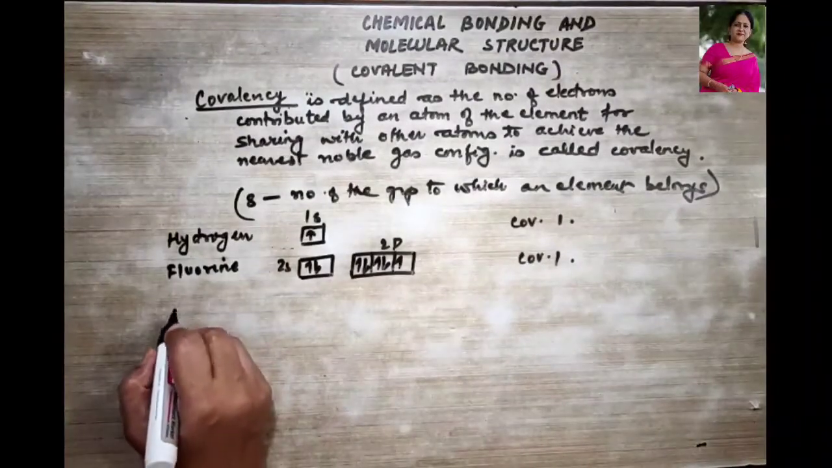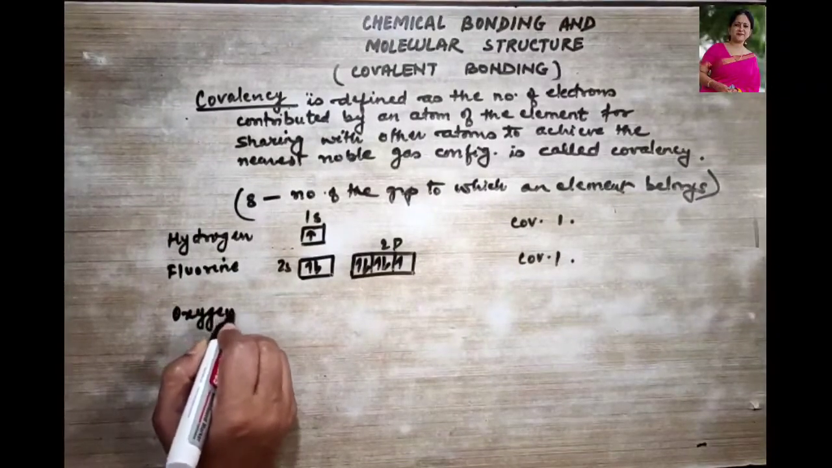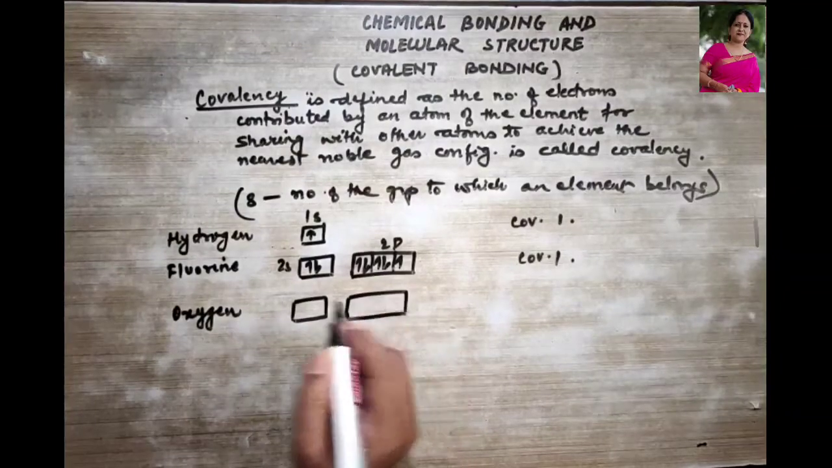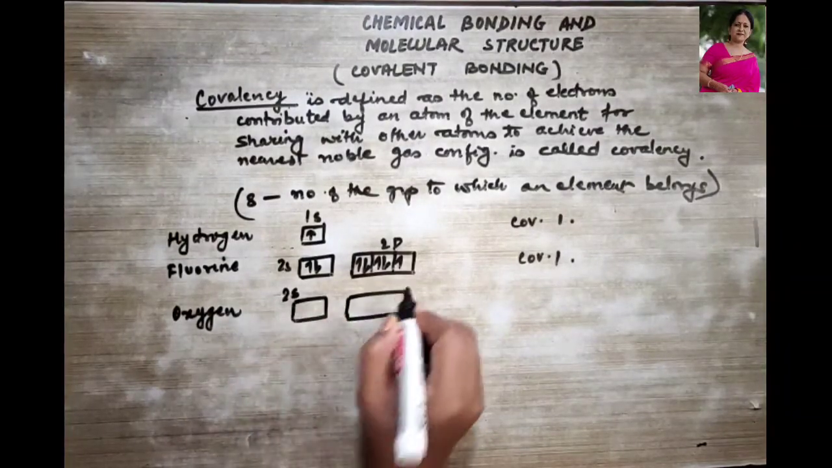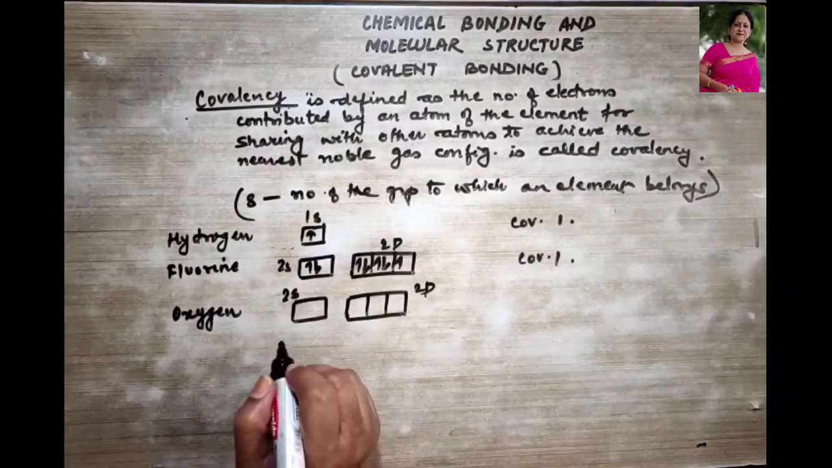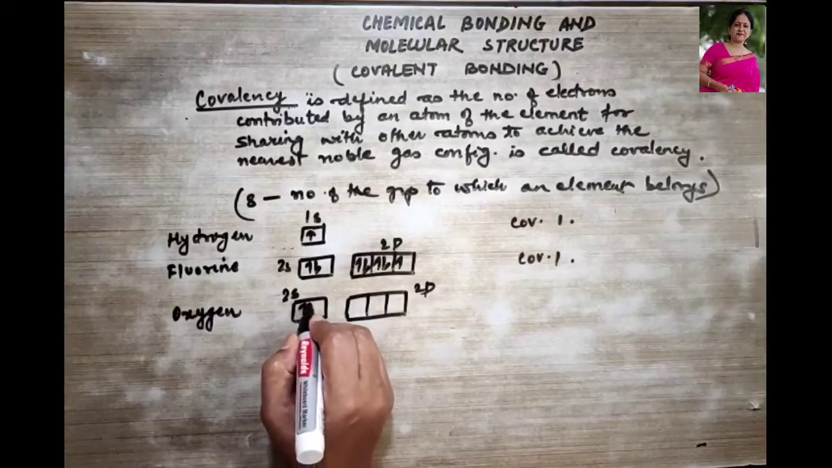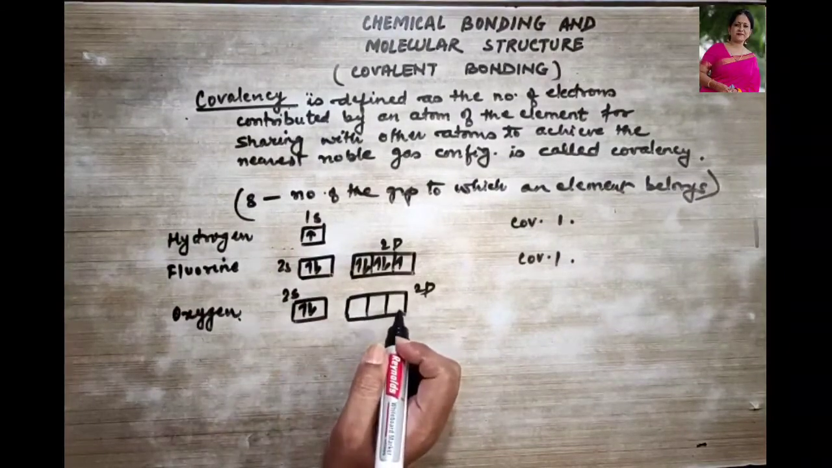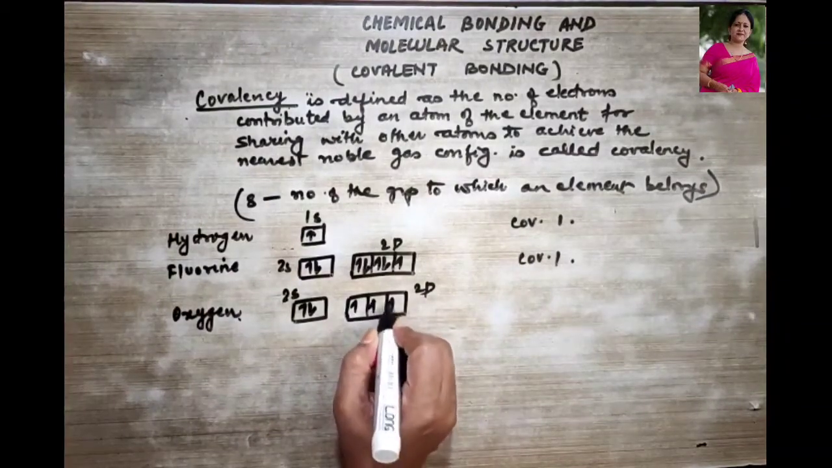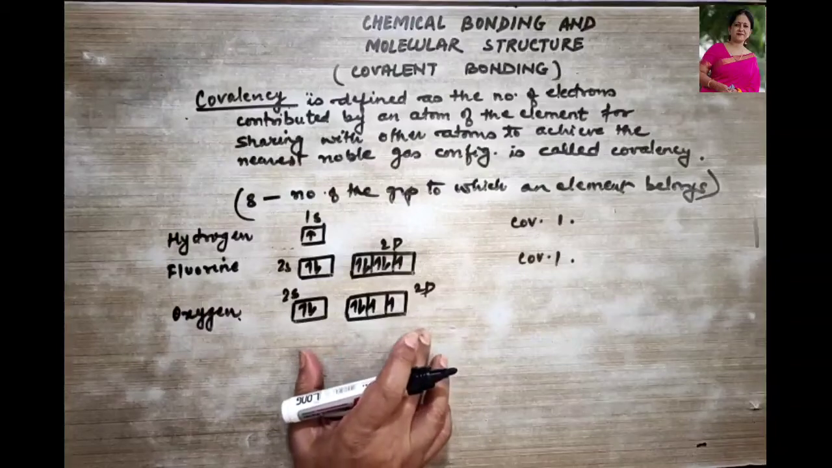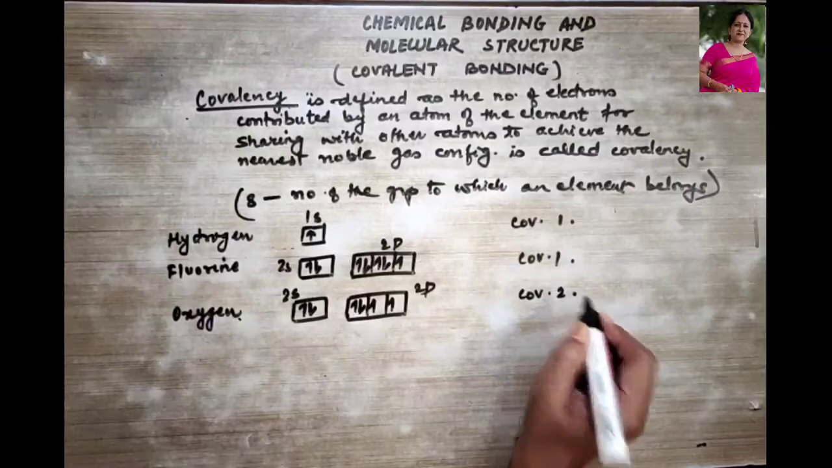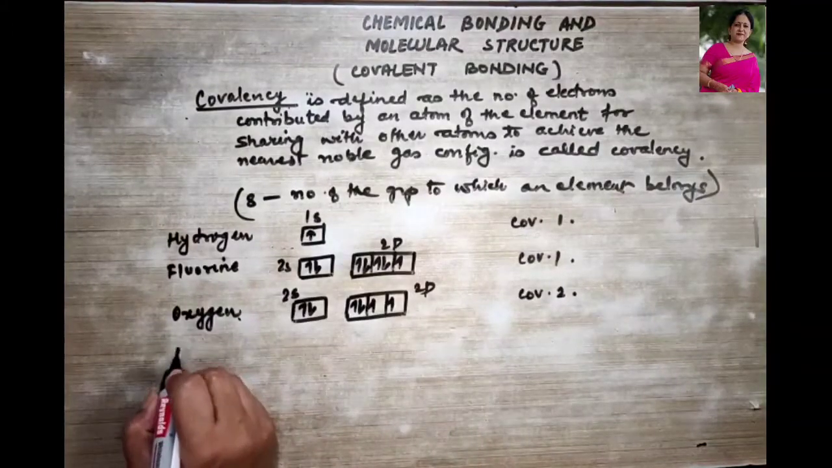Right? Let's talk about oxygen. Oxygen, let us look at this also. So this is 2s, 2p. 1s2, 2s2. 2 means 2. And how much is left? 4. So 1, 2, 3 and 4. What is the covalency? 2 are unpaired. Therefore over here covalency is 2. I hope you are trying to understand.